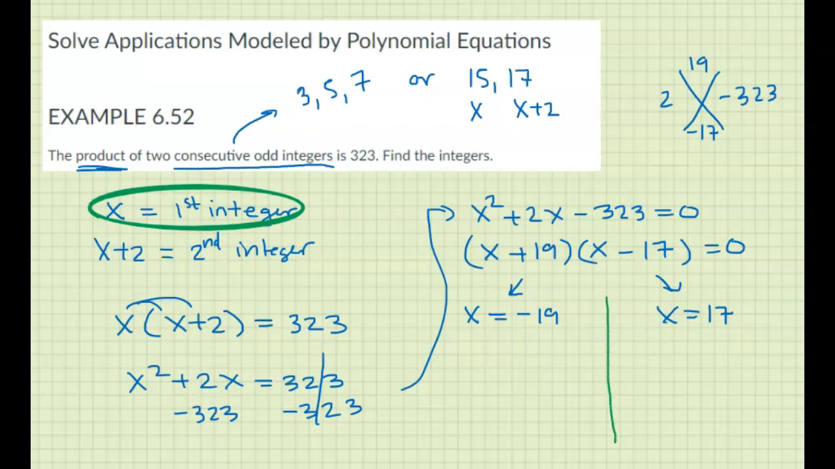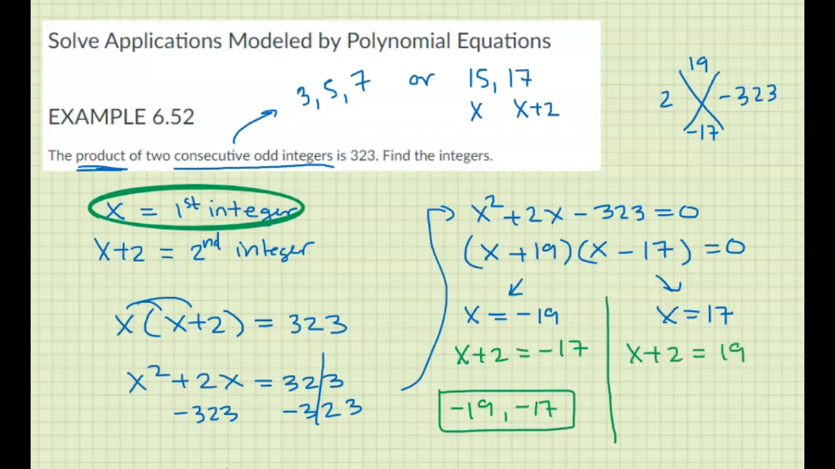We have two options. So the first option for the first integer is to be negative 19. Now the second integer is going to be 2 more than this, so it's going to be negative 17. Okay, so negative 19 and negative 17 is one answer. All right. Now the other option, if the first integer is 17, then the second integer is going to be x plus 2, 17 plus 2 is 19. So the other answer is that your two numbers are 17 and 19.